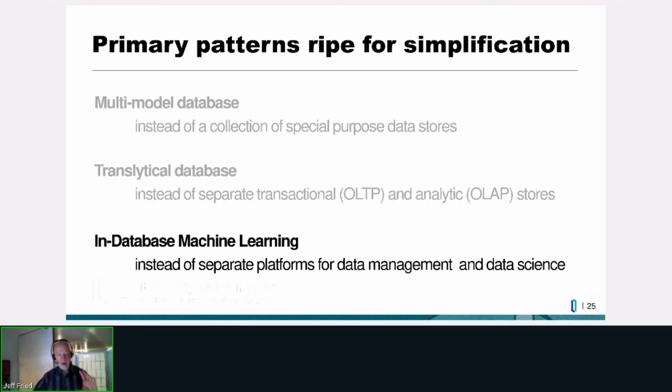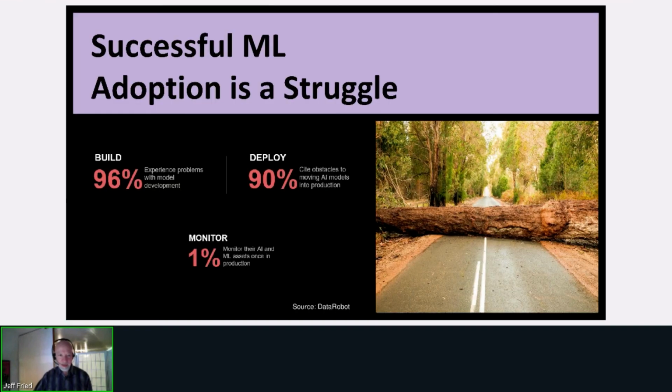So I've talked about multi-model databases and combining multiple data models into one. Also talked about this sort of translytical pattern. I'll very quickly go through a new pattern I'm seeing about doing machine learning next to the database.